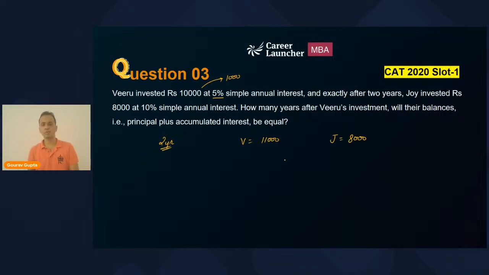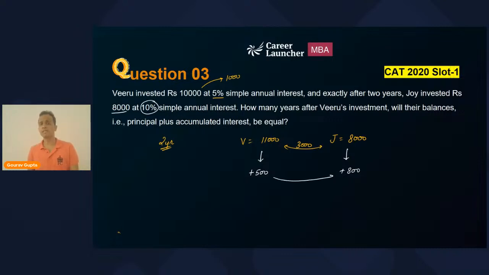All right, fine. Now, what is the gap between them? The gap between them is 3000 at the moment. Agreed. Now, every year, Viru's money is increasing by 5% of 10,000, so every year Viru's money is increasing by 500. And every year, Joy's money is increasing by 10% of 8,000, that is 800 rupees. So every year Viru's money increases by 500 and Joy's money increases by 800.